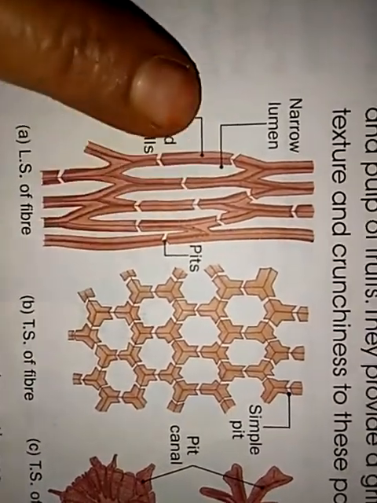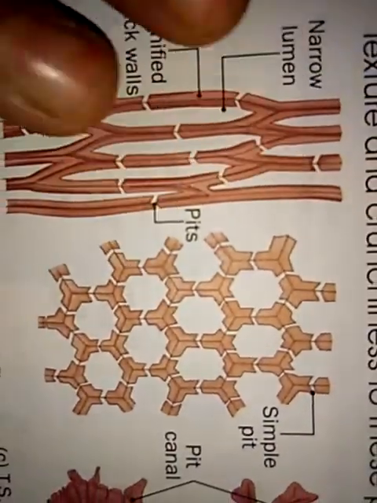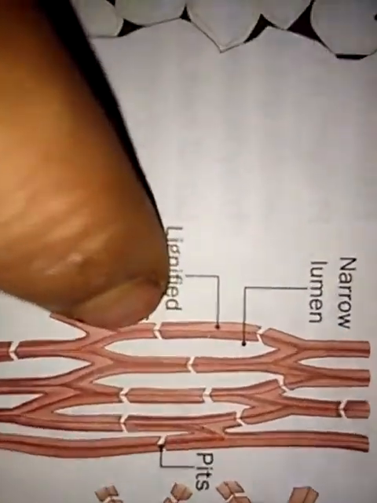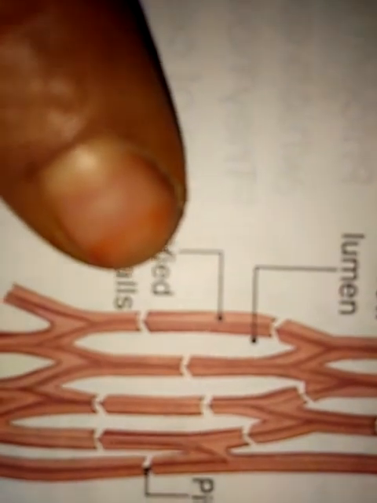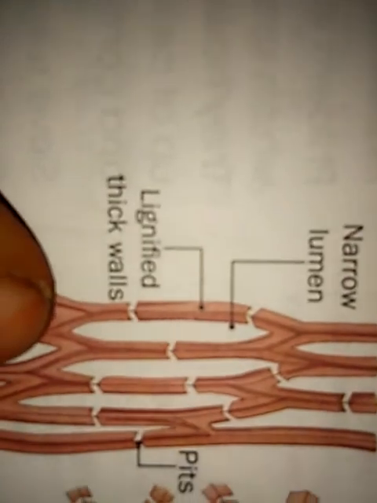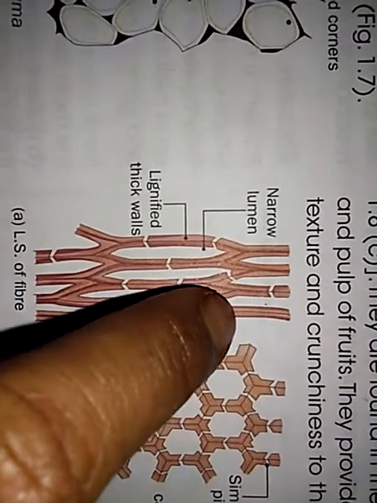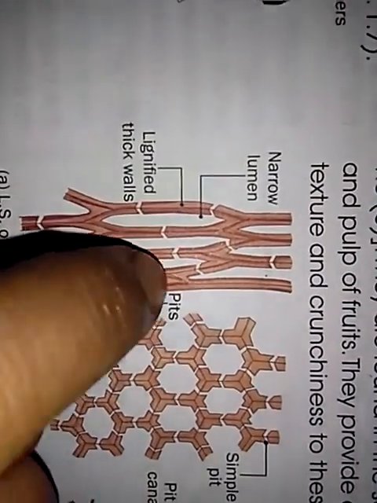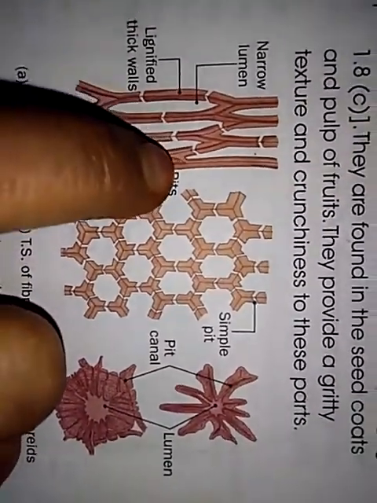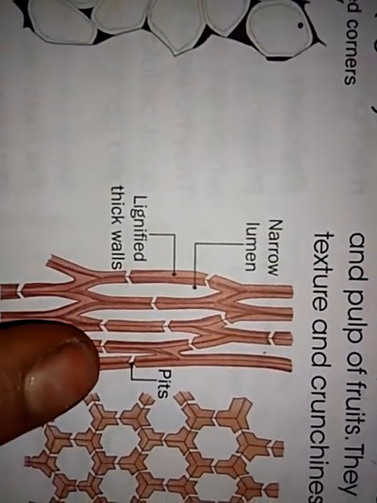Between two cells, there are no spaces. In the cell wall, see, this is a cell wall. In the cell wall, there is a substance. That substance is called lignin. The cell wall is a thick structure. In the cell wall, a thickened substance is present, that is called lignin.